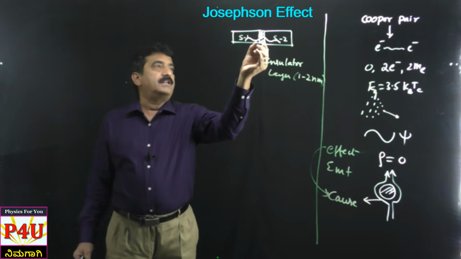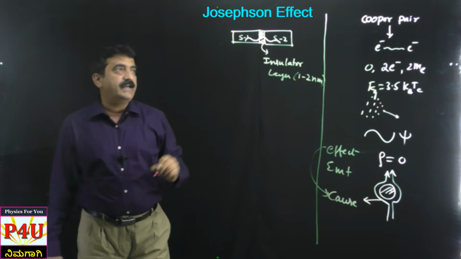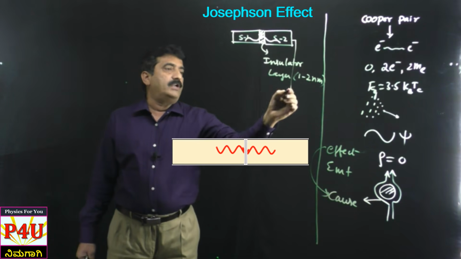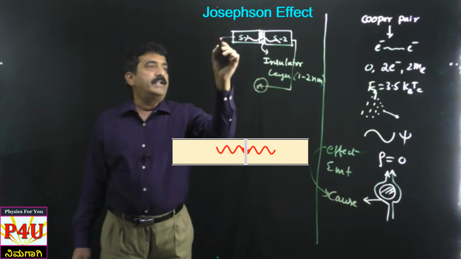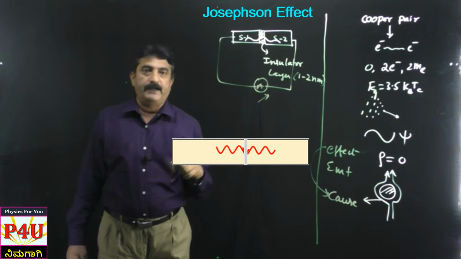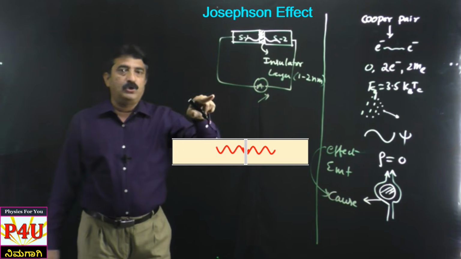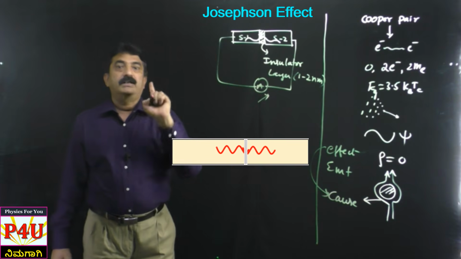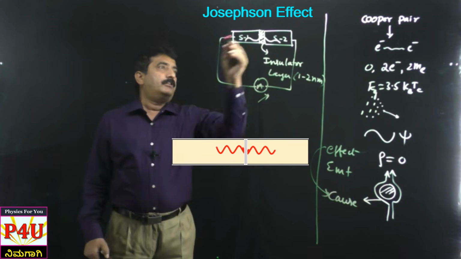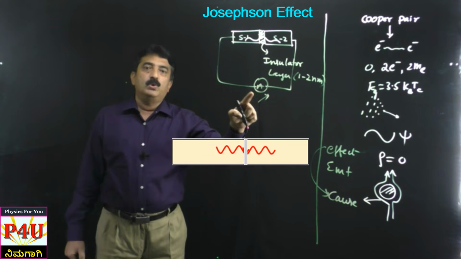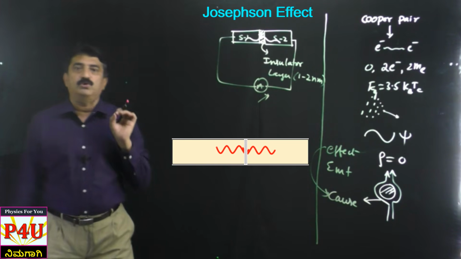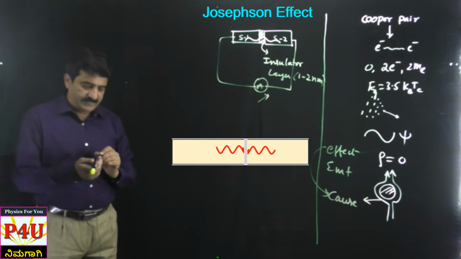So Cooper pairs tunnel through this insulating layer, and suppose if you put one ammeter in the circuit, the ammeter will show some deflection. That means they start flowing in the circuit. It clearly shows that without any source of EMF you are getting current. So this is the Josephson effect. So what is the Josephson effect?